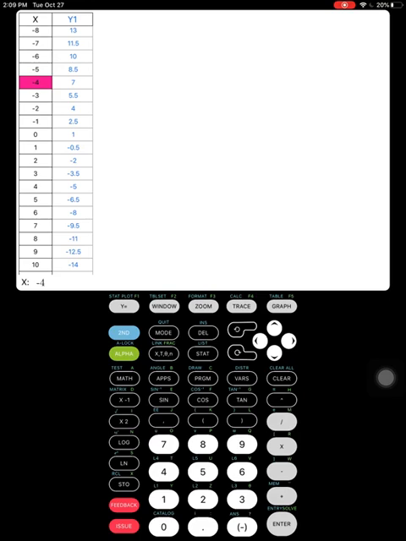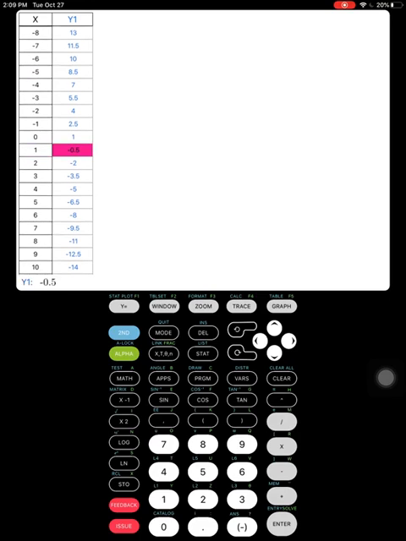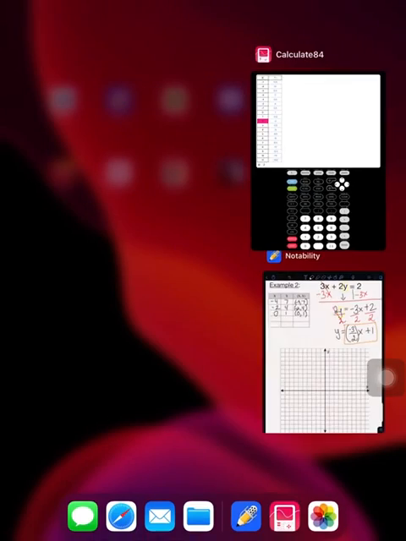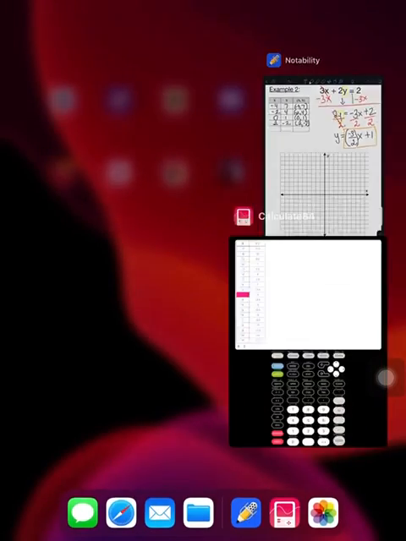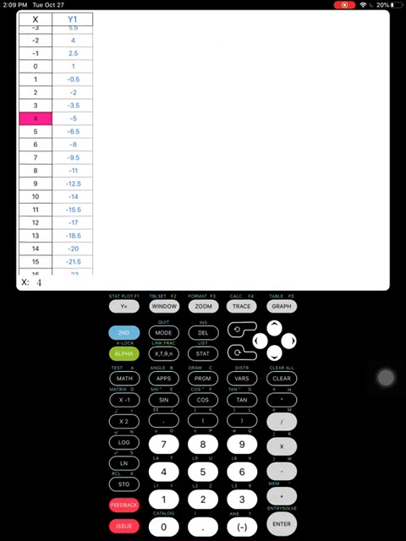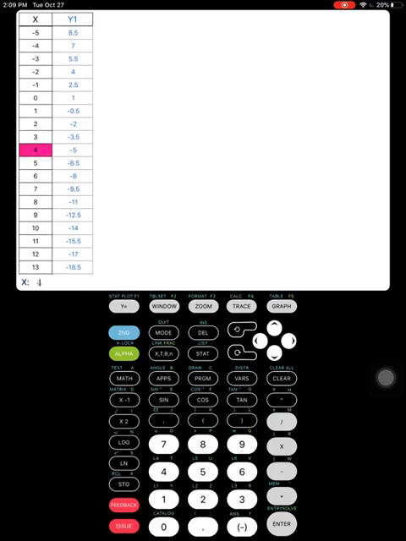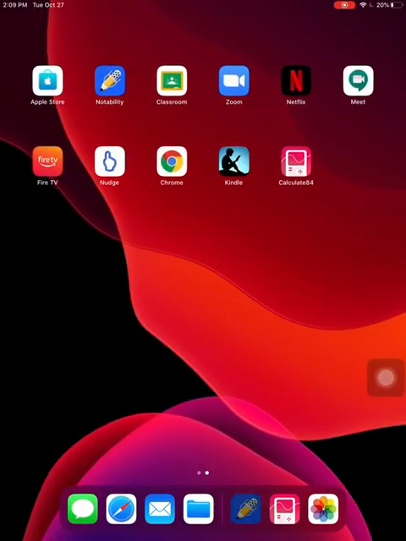Now let's look for my positives. So again, no decimals. Let's do 2, negative 2. And 4, negative 5.